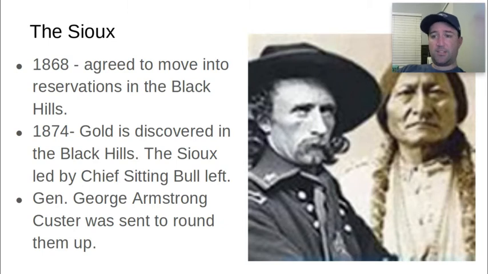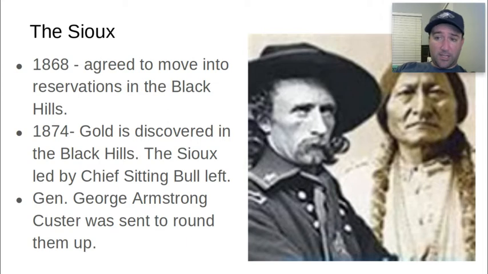But the Sioux basically leave the reservation. If they're going to be pushed off their land, they're just going to leave. And they were going to be led by a guy named Chief Sitting Bull. And Chief Sitting Bull took his people and pursued a place where he could live in peace.